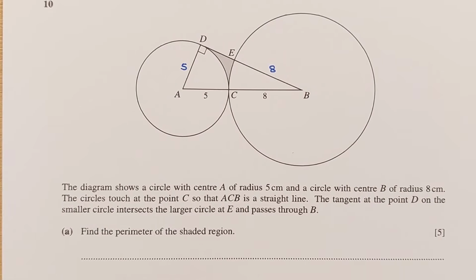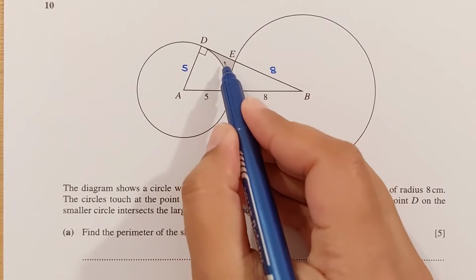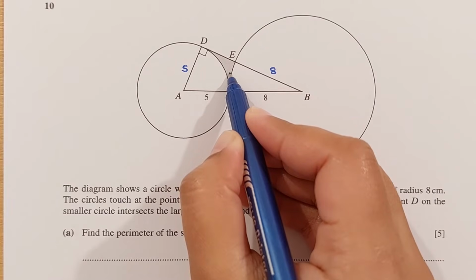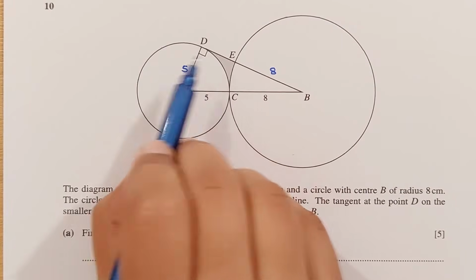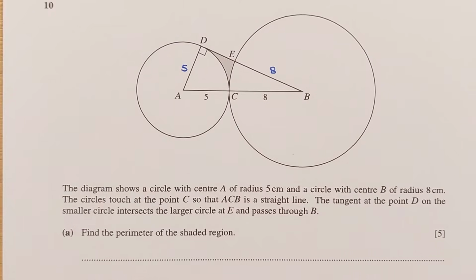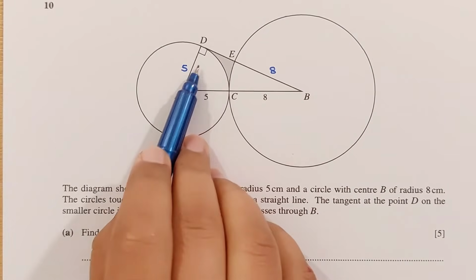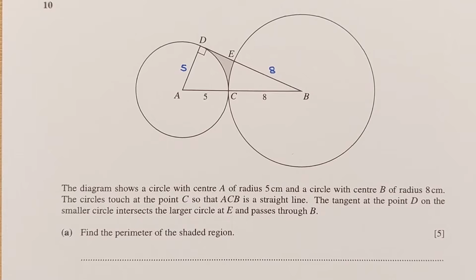Now for part a, find the perimeter of the shaded region. So this is the shaded region. We have to find the perimeter, meaning we have to find DE, D to C, and C to E, right? So basically we have to find this arc length first, right?